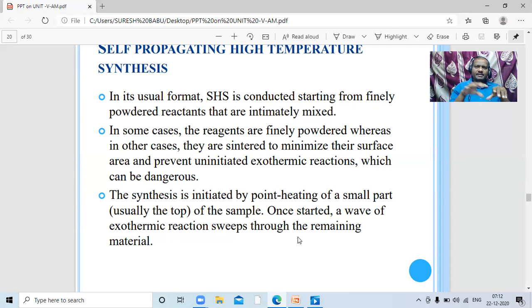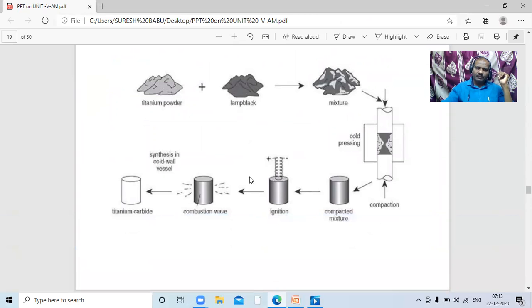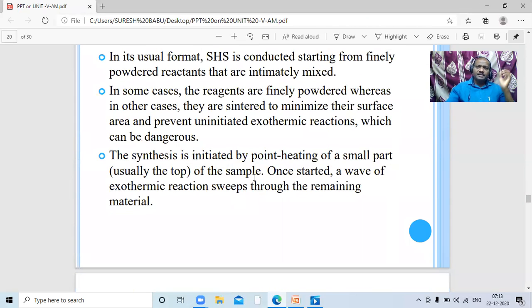In this one, propagating and high temperature are the two parameters. One is that it propagates, and another is that it is done at a high temperature. That's why it is called SHS. The first step is that it is done with a very fine powder of two materials. One is titanium powder, which we need, and another supporting material is called lamp black. Next, it is sintered, to minimize the surface area and to prevent exothermic reaction.